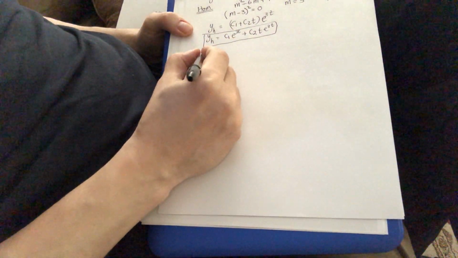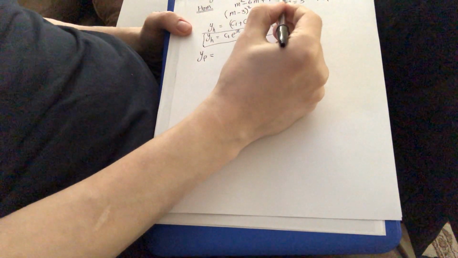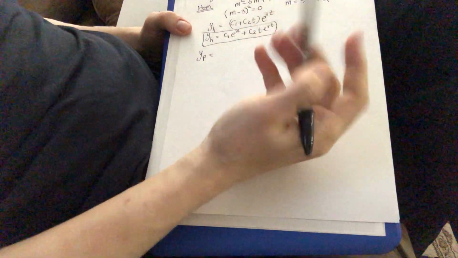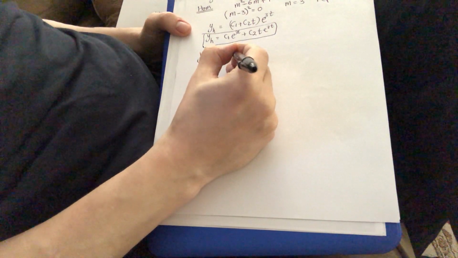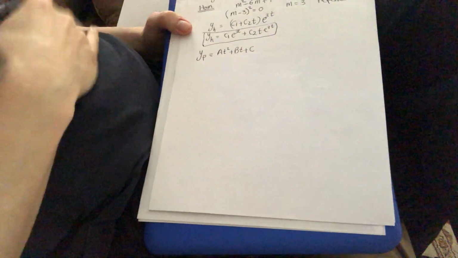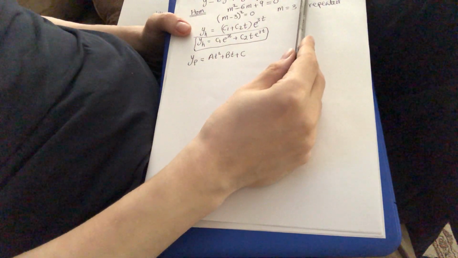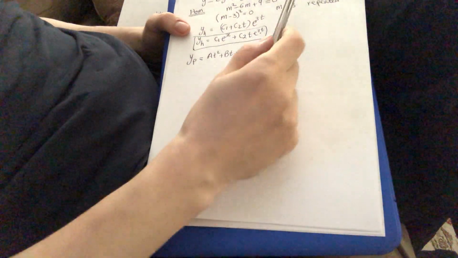Now you take the UP, but there are two sections here. There is the polynomial first. The highest power is t squared, so it's at squared plus bt plus c, that's for the polynomial. Now we go to the exponential. The exponential is e to the 3t, and we have e to the 3t.